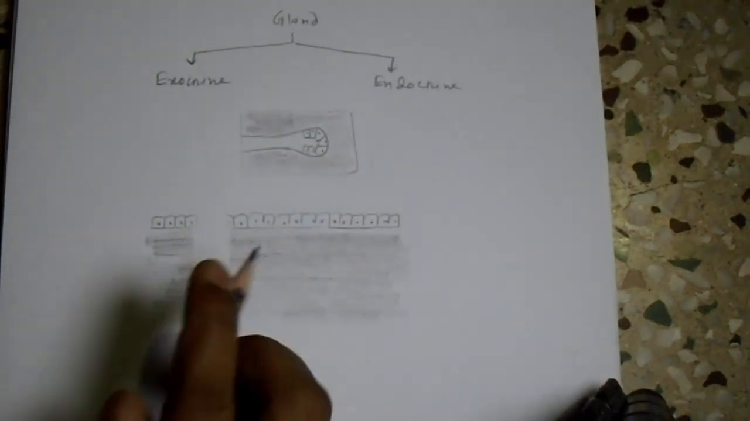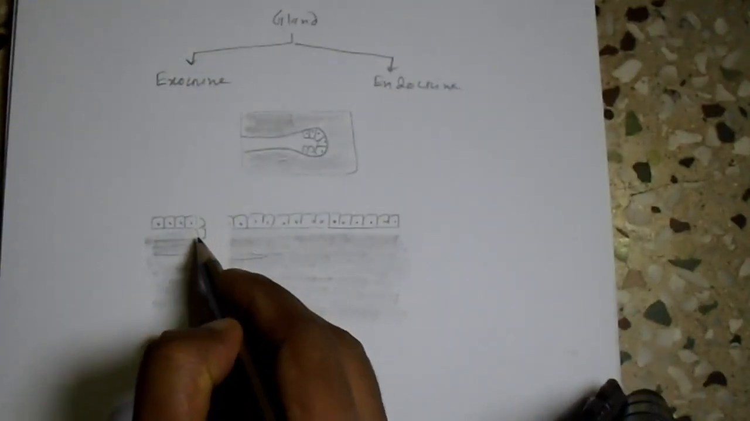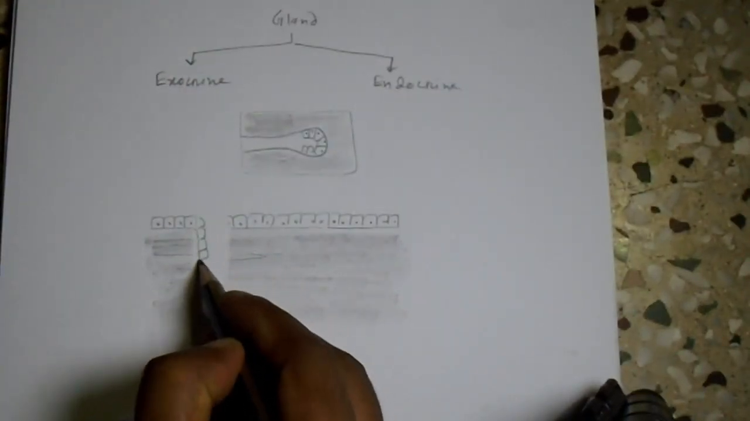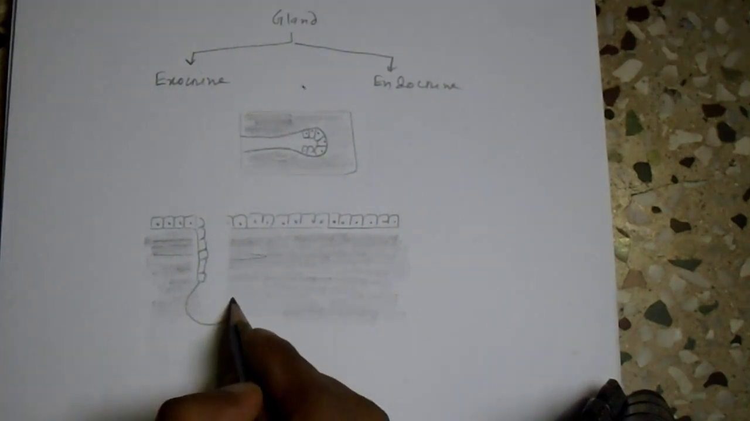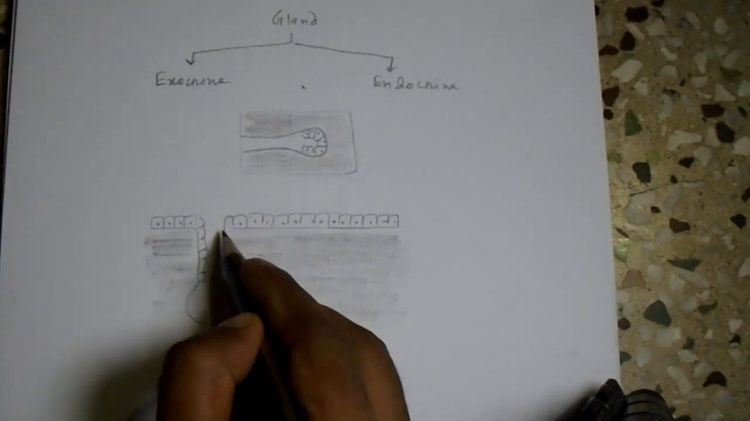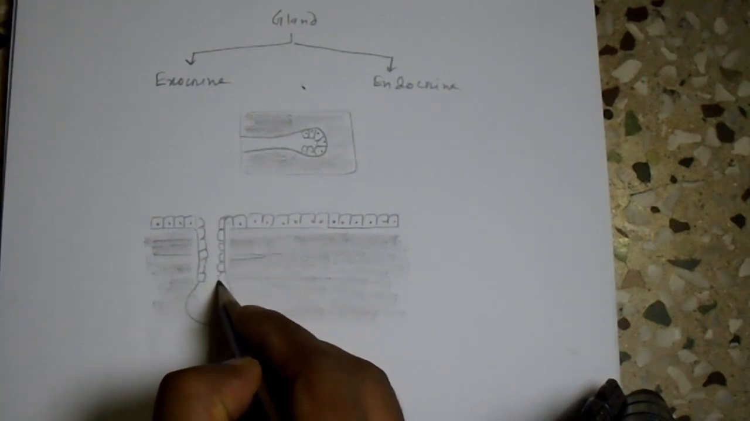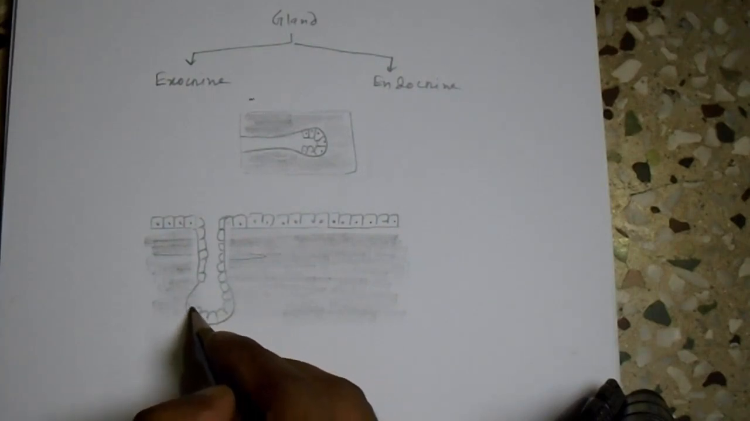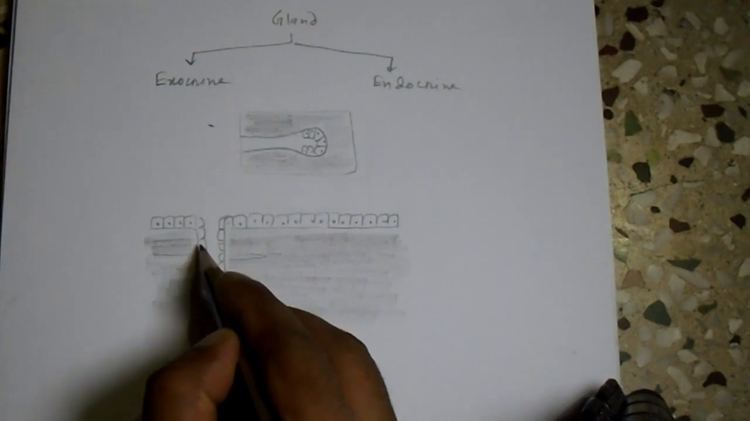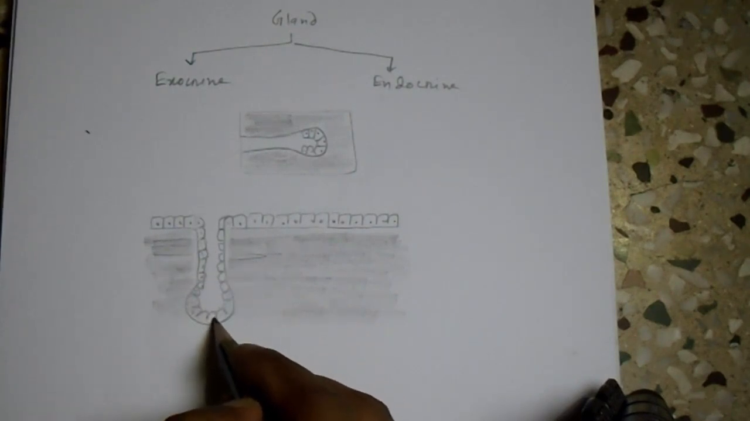From here it will go in this manner and form this structure. Clear? Every cell should have its nucleus.